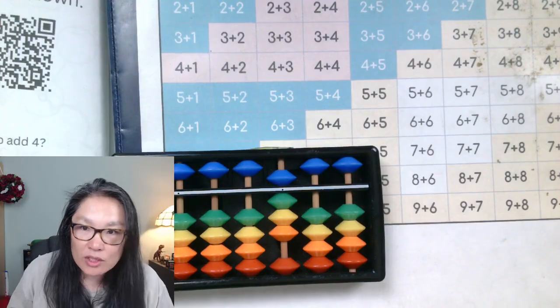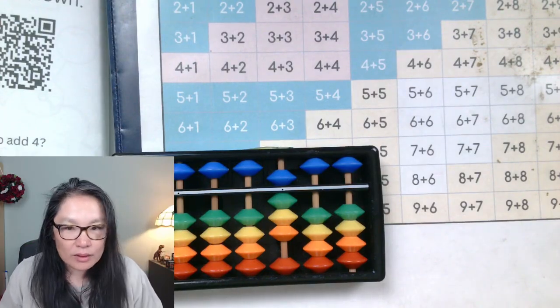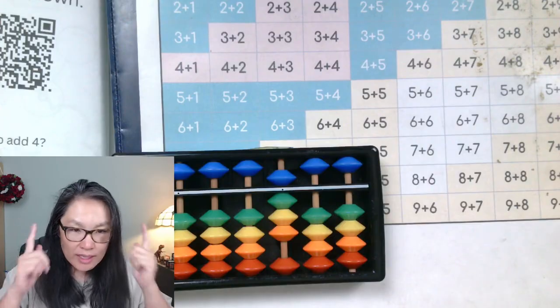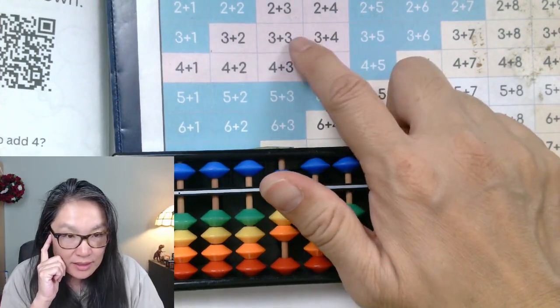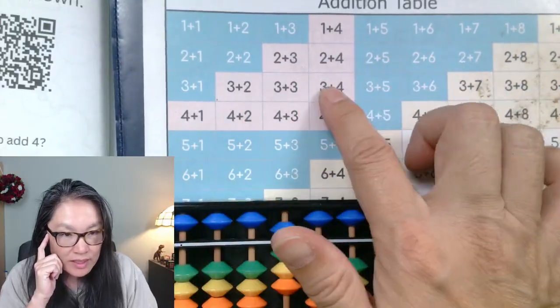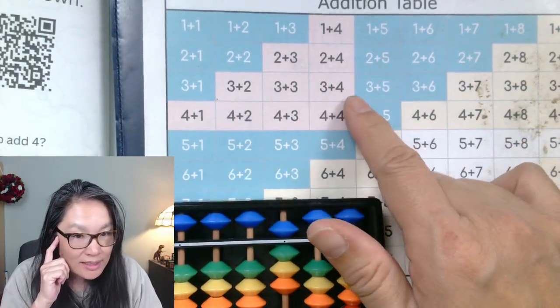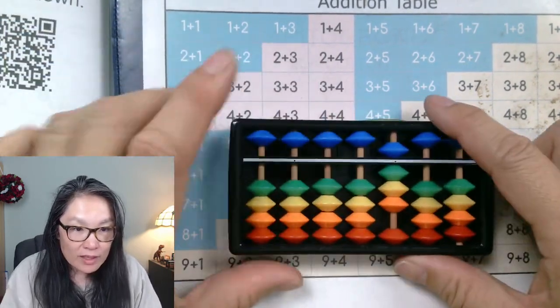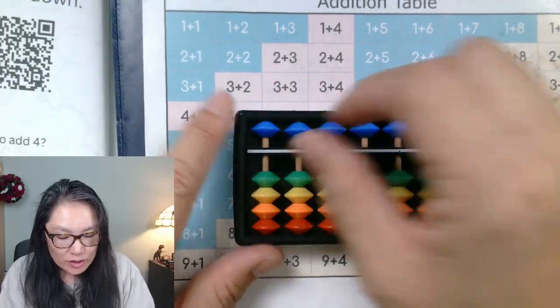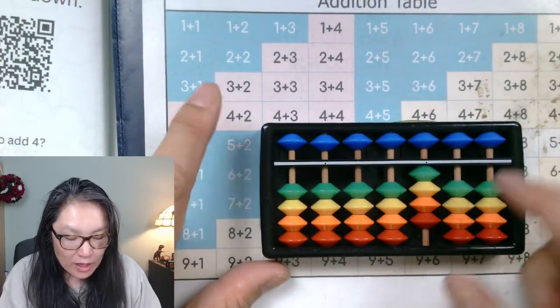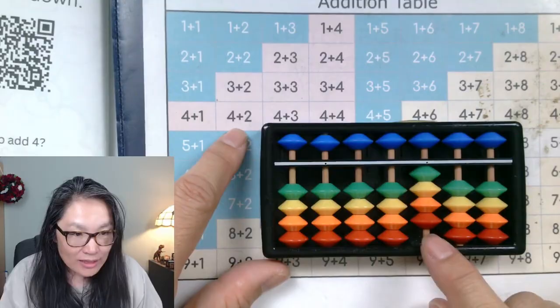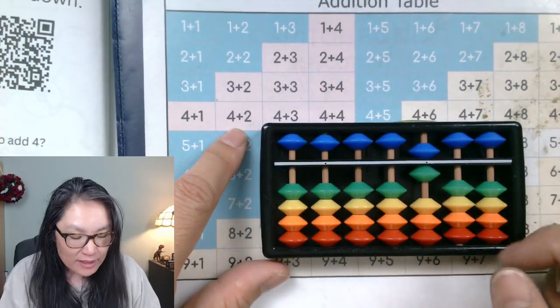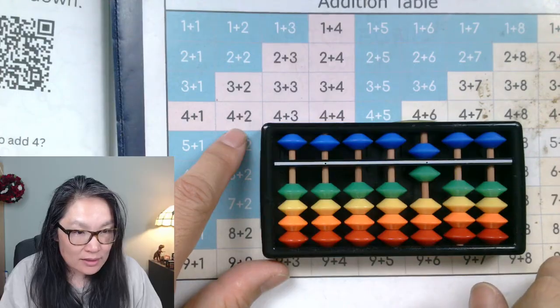The question is, can we do it? Yes, we can. Just like Bob the Builder. Can we do it? Yes, we can. However, if this is the number, this is pink. The reason why it's pink is because this is when we start utilizing the 5 bead. Even if we did this, when we add the 4 and I want to add the 2, to add the 2, I have to plus the 5 minus the 3. So my final answer is 6.